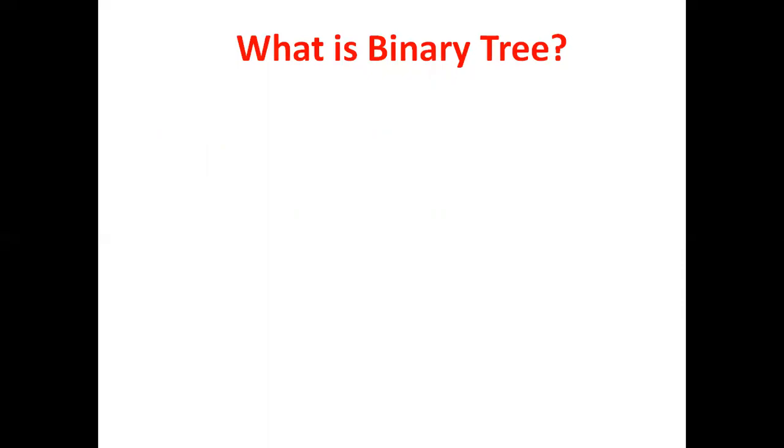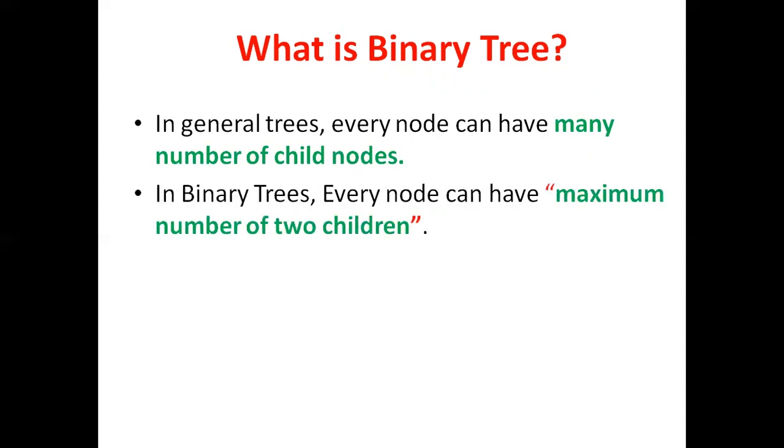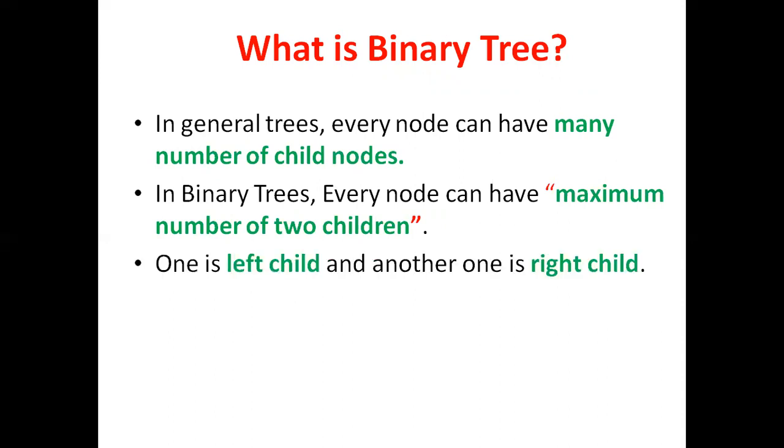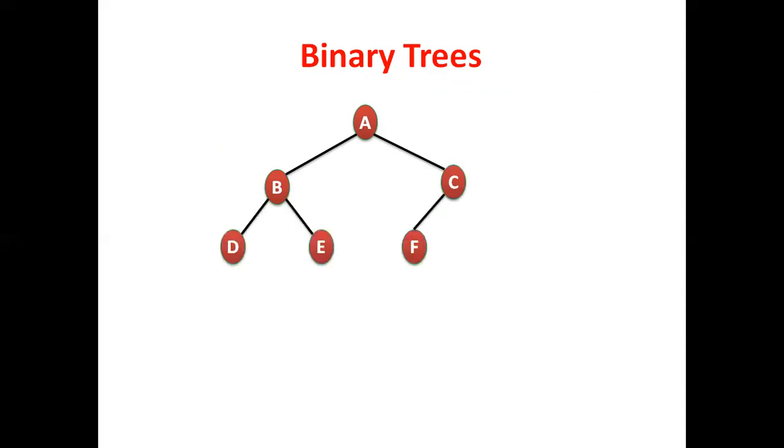So what is a binary tree? You know what a binary tree is. In general trees, every node can have many child nodes, right? But in a binary tree, we have a maximum of two children, that is, at most two children. One is the left child and the other is the right child. Binary trees are represented like this: A left is B and A right is C, B left is D and B right is E, C left is F, C right is G, and D left is H. This is called a binary tree, one example of a binary tree.